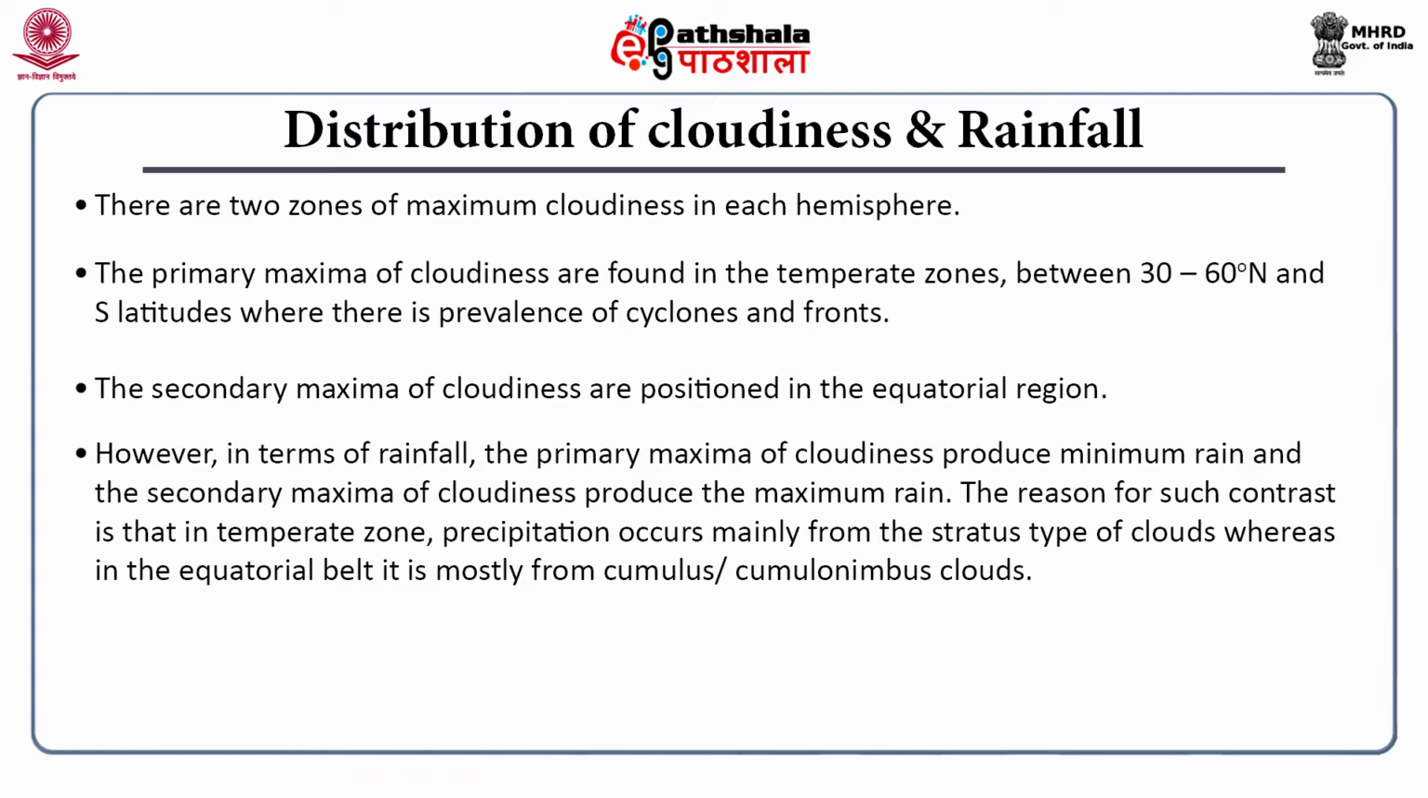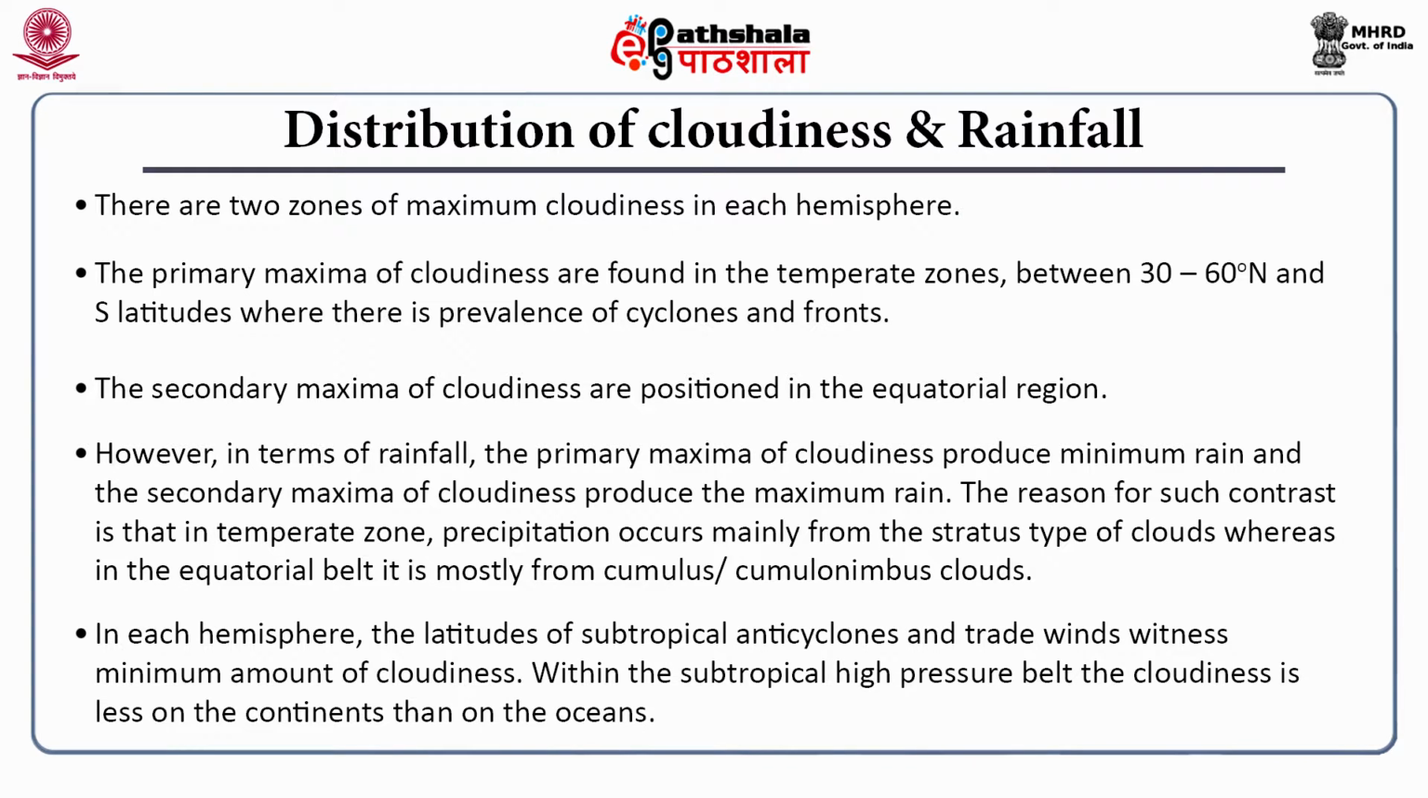the maximum rain. The reason for such contrast is that in the temperate region, precipitation occurs mainly from the stratus type of clouds, whereas in the equatorial belt, it is mostly from the cumulus or cumulonimbus type of clouds. In each hemisphere, the latitude of subtropical anticyclones and trade winds witness minimum amount of cloudiness. Within the subtropical high pressure belt, the cloudiness is less over the continents than on the ocean.